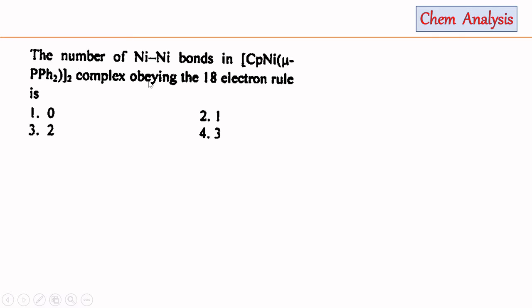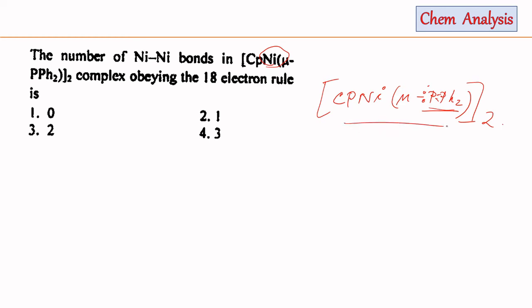We have to calculate the number of nickel-nickel bonds in this complex that will follow the 18 electron rule. To calculate that, you have to count the number of electrons around the central metal center. Here it is Cp nickel mu-PPh2. PPh2 will act as a bridging ligand and it will be a 3 electron donor, since phosphorus contains 5 electrons and 2 electrons are involved in bonding with the phenyl rings, leaving 3 electrons. So each PPh2 ligand will contribute 3 electrons to the metal center.